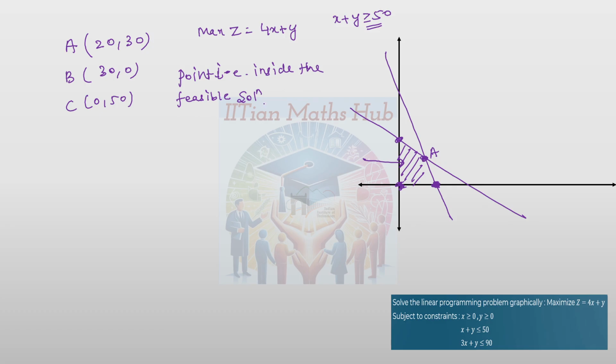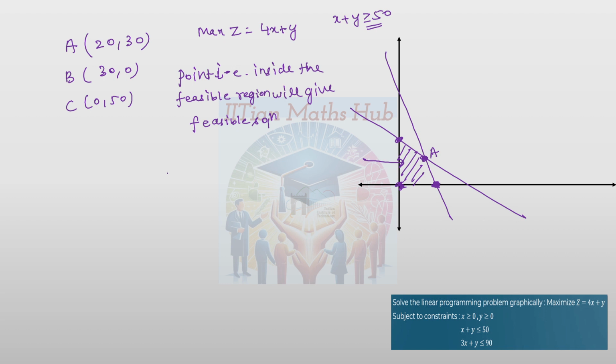So what I'm saying is, a point that is inside the feasible region will give a feasible solution.